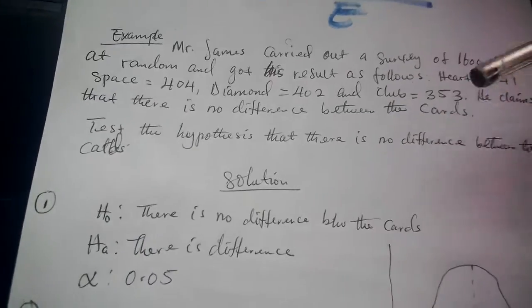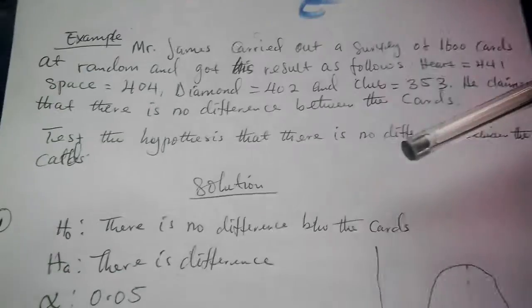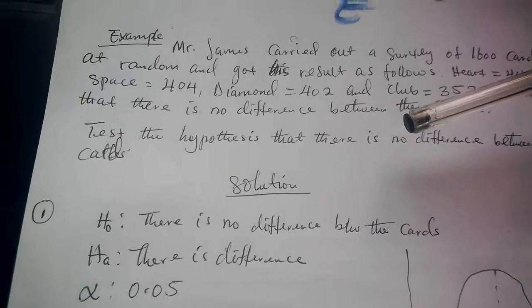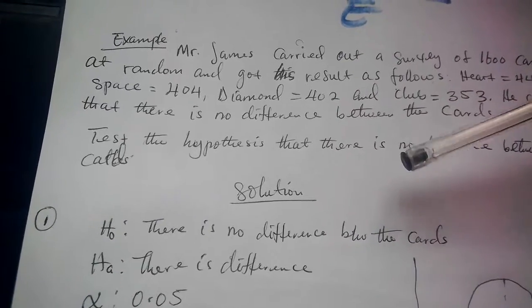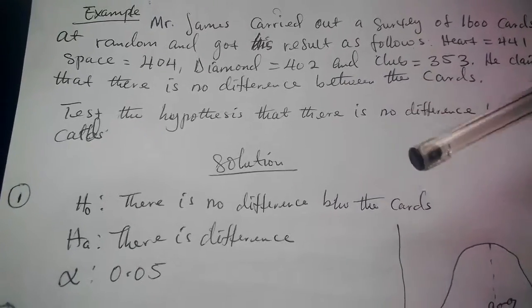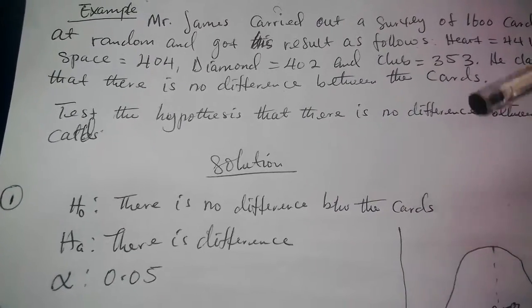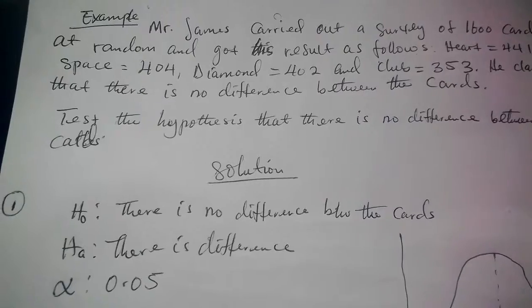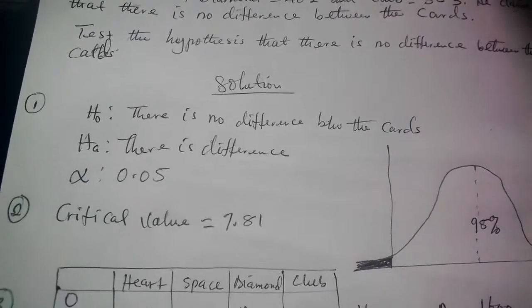Let's do it now. The first step you're going to follow is to state your H0 and your HA. Your H0 says there is no difference between the cars, and your HA says there is a difference between the cars. You know that your alpha is 0.05.